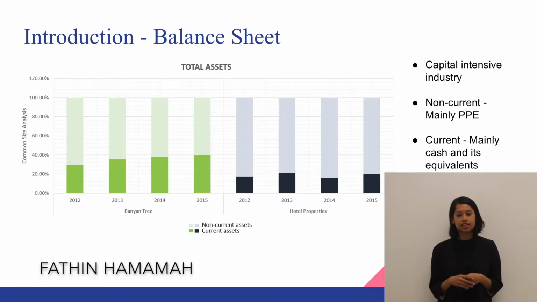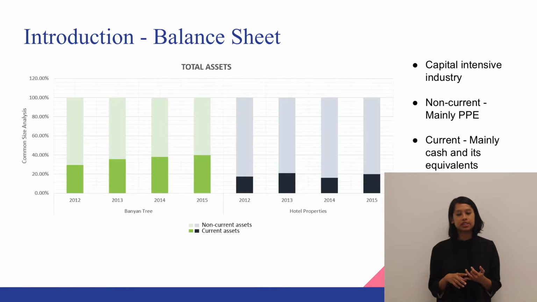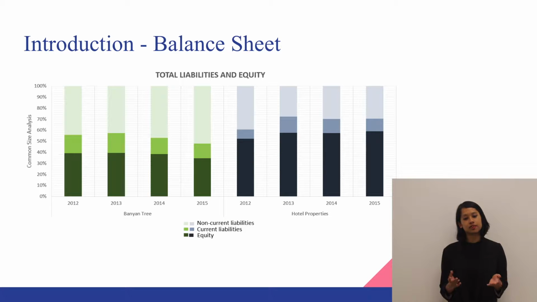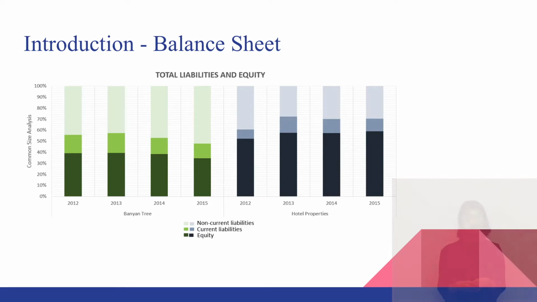Both companies have higher non-current assets than current assets, common of a capital-intensive industry. Property, plant and equipment makes up the major portion of non-current assets, while cash and equivalents are one of the higher percentages among the current assets. HPL's percentage of equity is higher than its liabilities, indicating that its assets are mostly owned by its shareholders instead of creditors, just the opposite for Banyan, whose assets are supported by creditors.